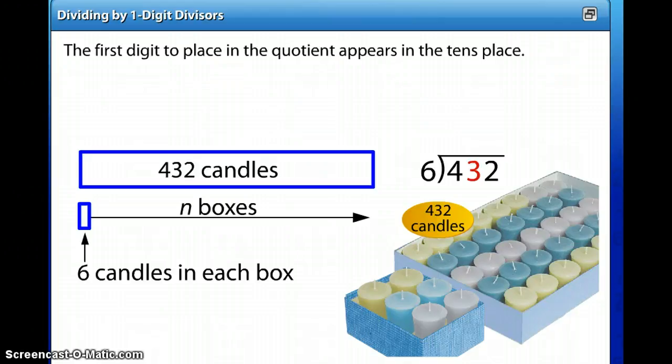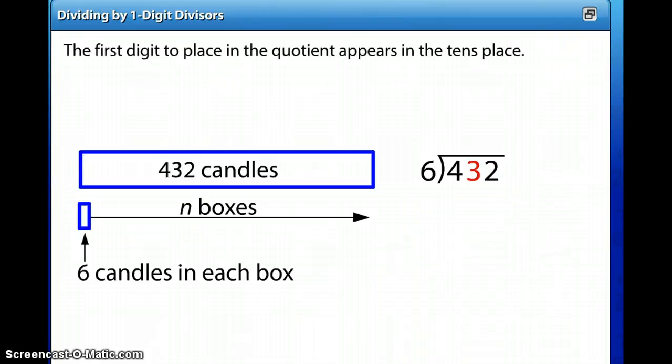The first digit to place in the quotient appears in the tens place. Why are they not starting with the ones or the hundreds place, the 4? Gabe? 6 is greater than 4. So 6 cannot be divided into 4, so you go to your tens place. Something that I am just very particular about, when you start to place your digits in your quotient, your answer, if you're starting in the tens place, that number needs to be placed right above the tens place.